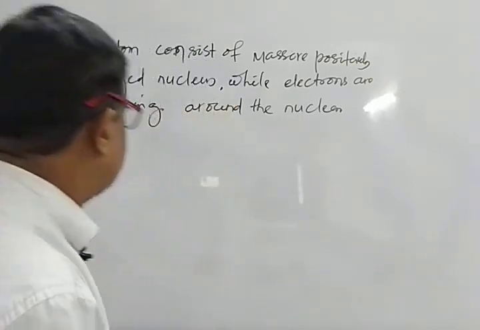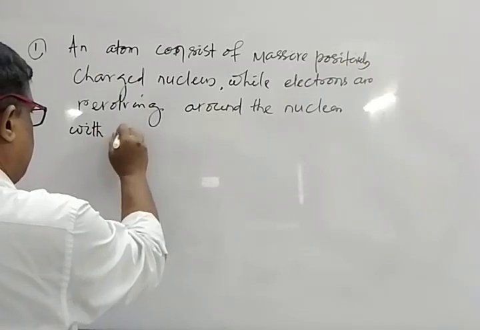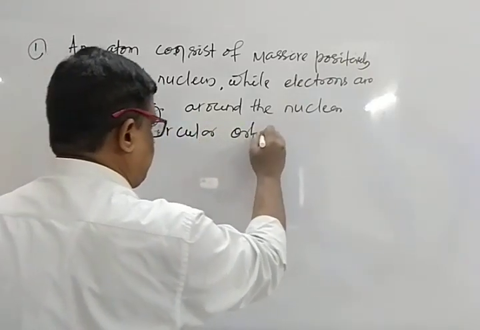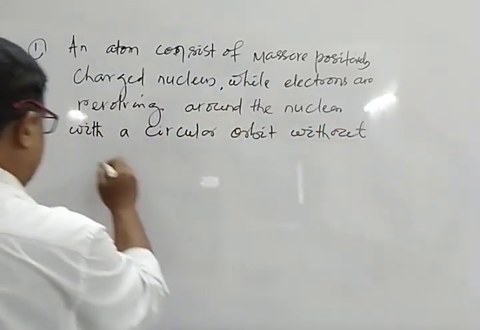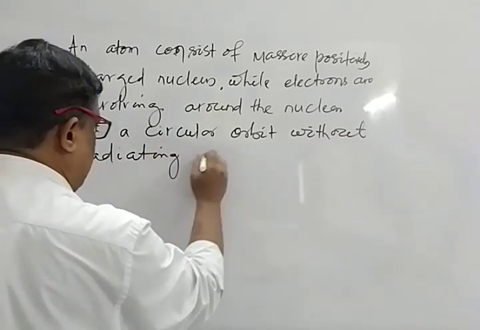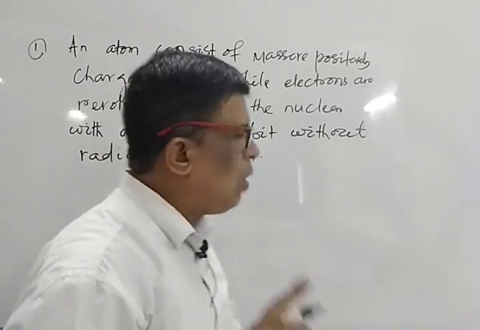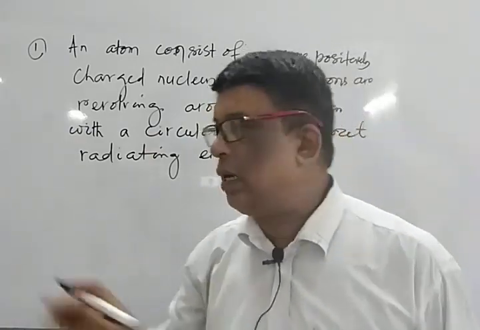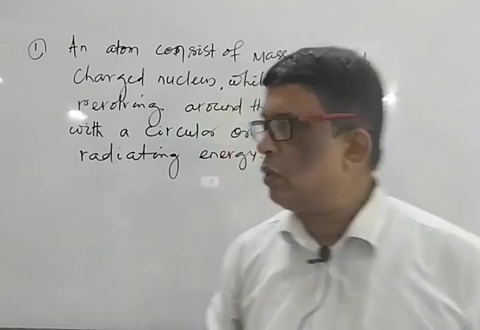While electrons revolve around the nucleus in a circular orbit without radiating energy, that means as long as the electron revolves in a particular orbit, a particular cell, it does not lose energy continuously. Move to the second point.